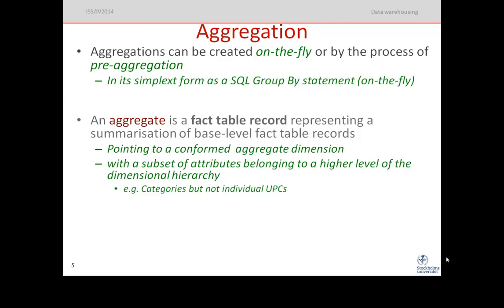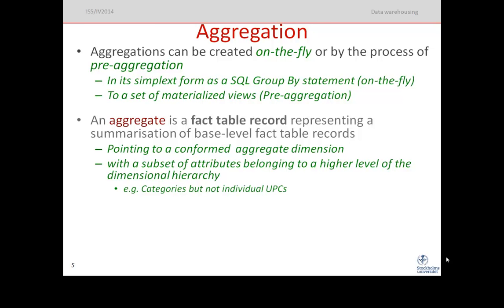So in its simplest form, you could say that an aggregation is a SQL GROUP BY statement, which would be on the fly. Then you can create a view and so forth. And then the highest form would be materialized views, pre-aggregations of materialized views.